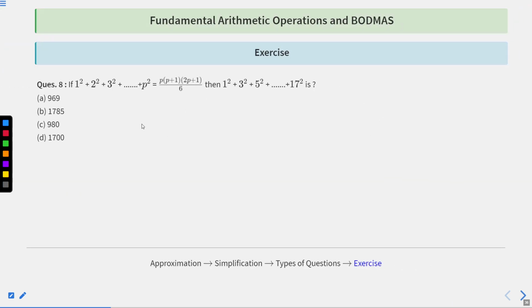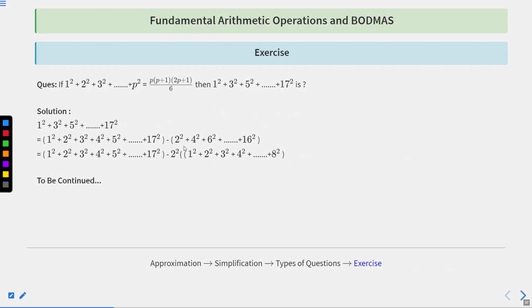And similar to the previous problem, in this also, 1 square plus 2 square plus 3 square plus dot dot dot p square is given to us, which is equal to p times p plus 1, 2p plus 1 upon 6. This sum is given to us. Then 1 square plus 3 square plus 5 square till 17 square is equal to. So we have to find this new sum here.